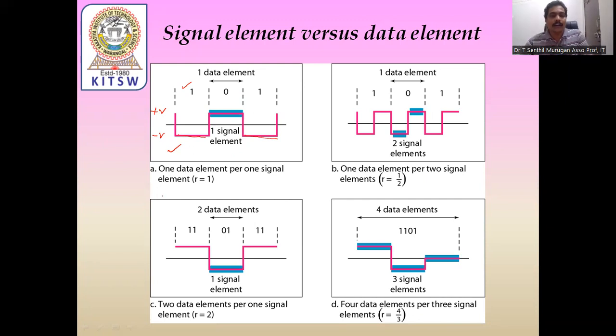So what is the R value, the ratio value? Number of data elements is 1, number of signal elements is 1, that is 1 by 1. So R equal to 1.